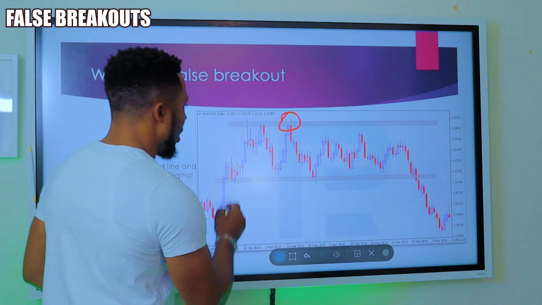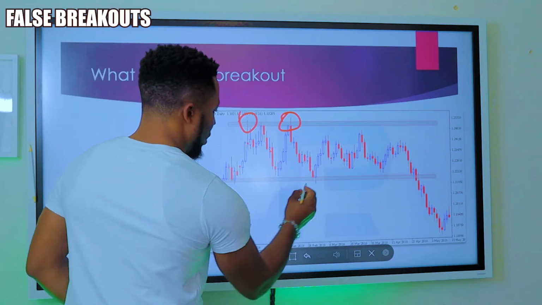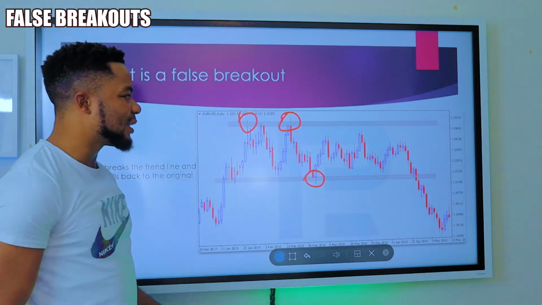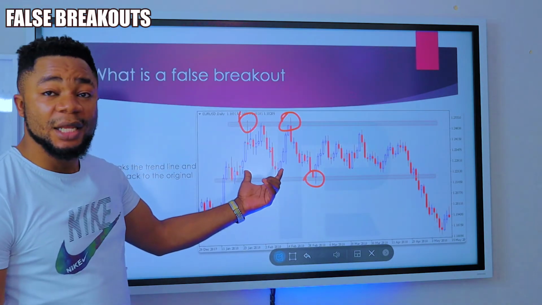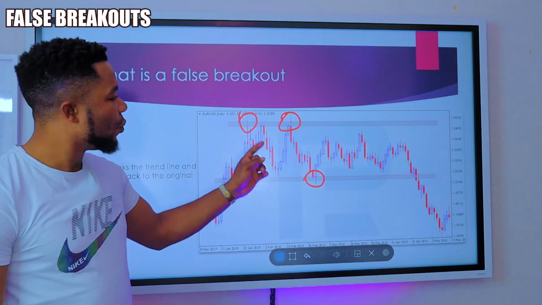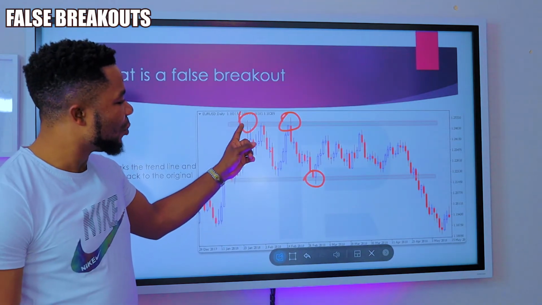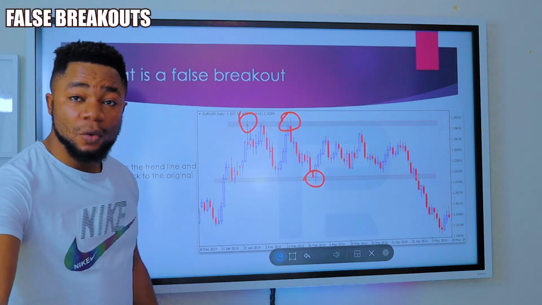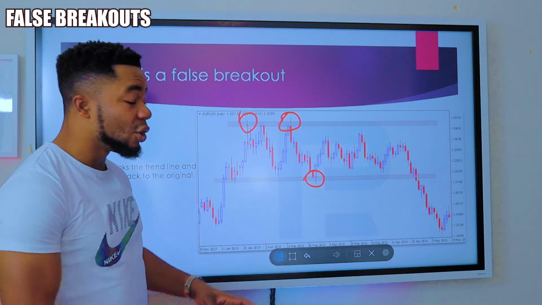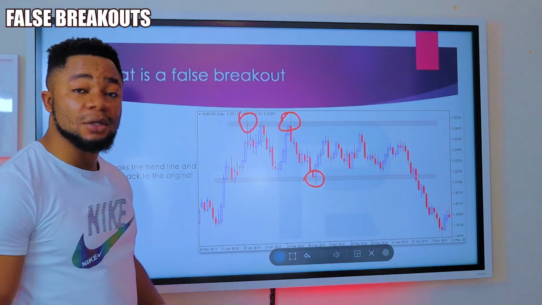This is a false breakout. This is a false breakout. This is a false breakout. You can see only on this chart alone, how many false breakouts do we have? Only on this consolidation area alone, how many false breakouts do we have? We have almost about 1, 2, 3. So these were already 3 losses in a row. This person must have already lost 3 trades in a row, only on this chart alone.